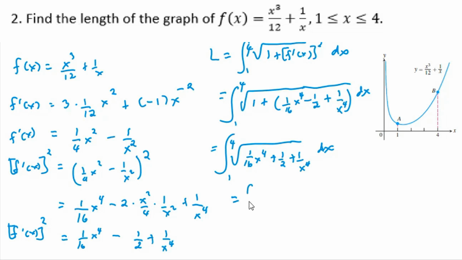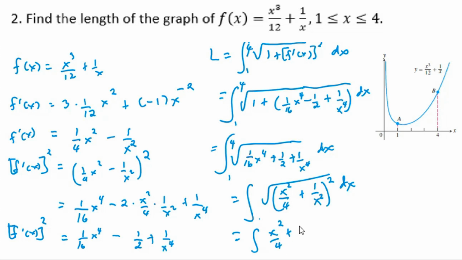So I can write that one now as the square root of, we have x squared over 4 plus 1 over x squared. Then the quantity of this will be squared, dx. Then simplifying further, we can cancel the radical sign and the power of 2. Therefore, we have now the x squared over 4 plus 1 over x squared dx. Then the interval from 1 to 4. So I forgot it here, so I put 1 and 4. So then after that, we are now going to integrate.